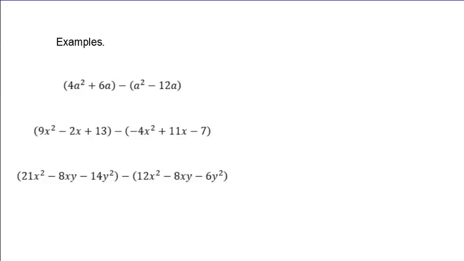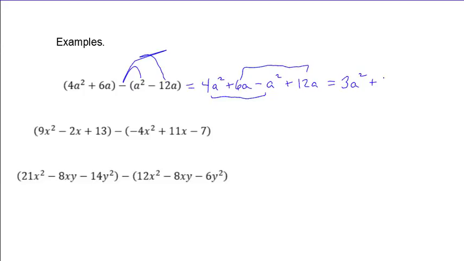All right, welcome back. I hope you took the time to pause the video and do these three problems. So check your work with my work. For this first problem, I've got 4a squared plus 6a. I'm going to now distribute the negative and get negative a squared, and distribute the negative again and get plus 12a. And when I collect the like terms, the 4a squared minus 1a squared is 3a squared, and then the 6a plus the 12a is 18a. One down, two to go.